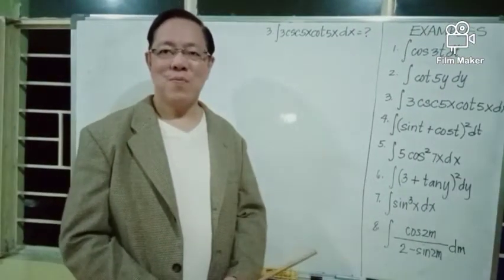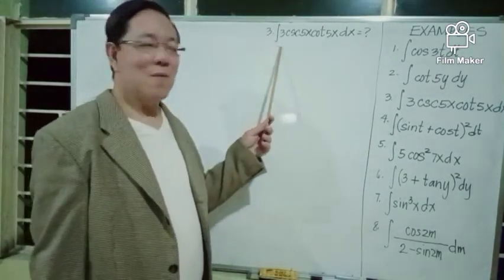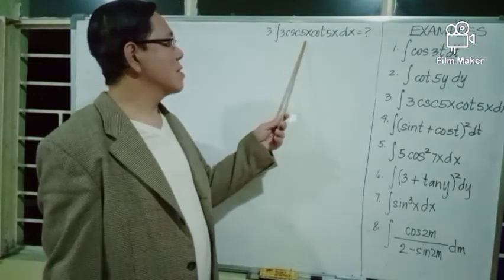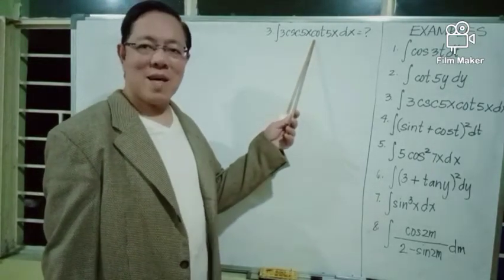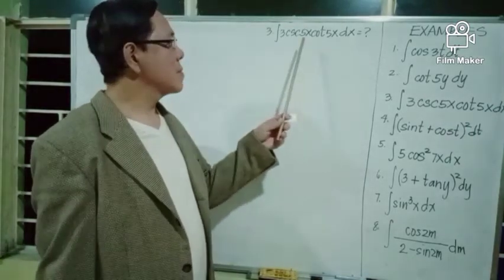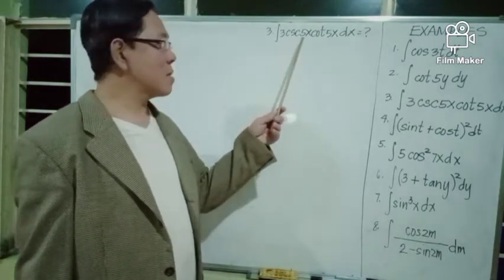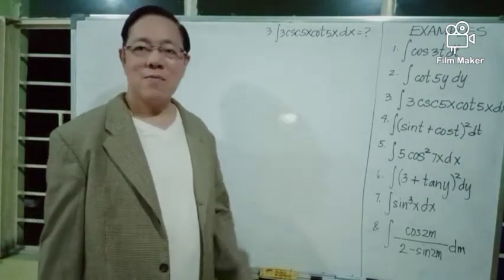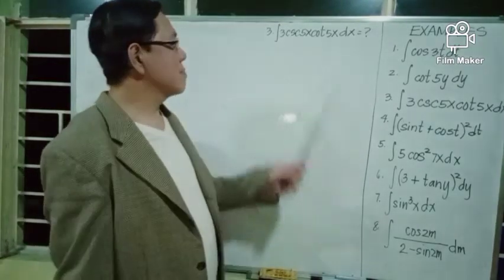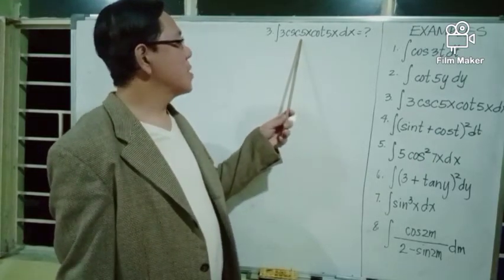Now let us solve problem number 3. We are given the integral of 3 multiplied by cosecant 5x multiplied by cotangent 5x, integrated with respect to x. Again, you can see that the trigonometric functions cosecant and cotangent are not functions of a single variable with coefficient 1. But here the variable x has coefficient 5.